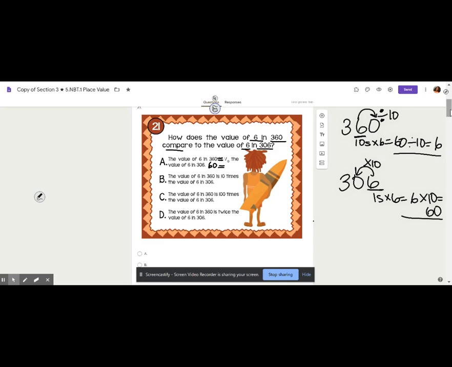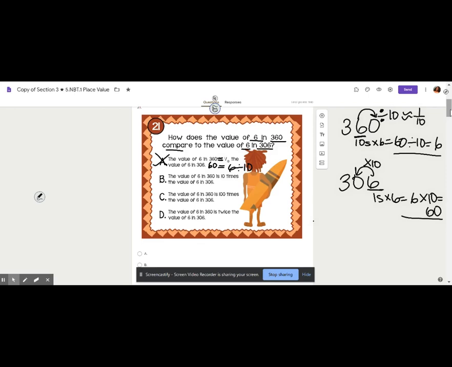A says that 60 is, remember, anytime we see is, we put an equal sign. 60 is 1/10. Anytime I see 1/10, this is equal to saying divide by 10. If I see 1/10, that means I'm dividing by 10. So they said that we take the 6 in the ones place and divide by 10. That's not true. Is that what we have here? Nope. We have 60 divided by 10, but we do not have 6 divided by 10. So A is not going to work.